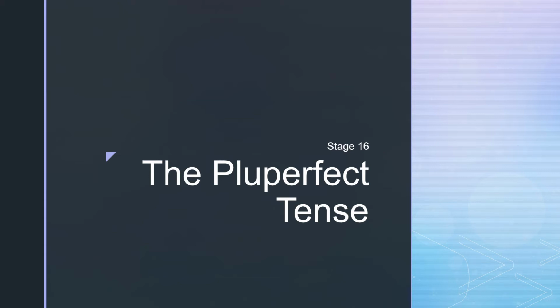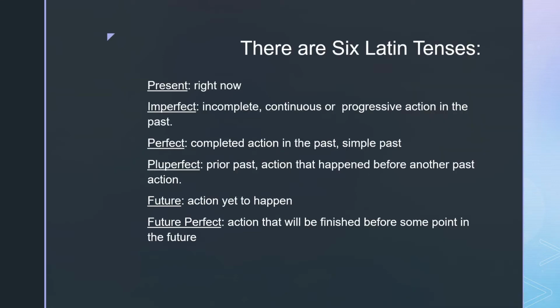Today we are learning about the pluperfect tense, which will be the fourth and final tense we are learning this year. The first three were the present, imperfect, and perfect tenses. There are, however, 6 total tenses in Latin.